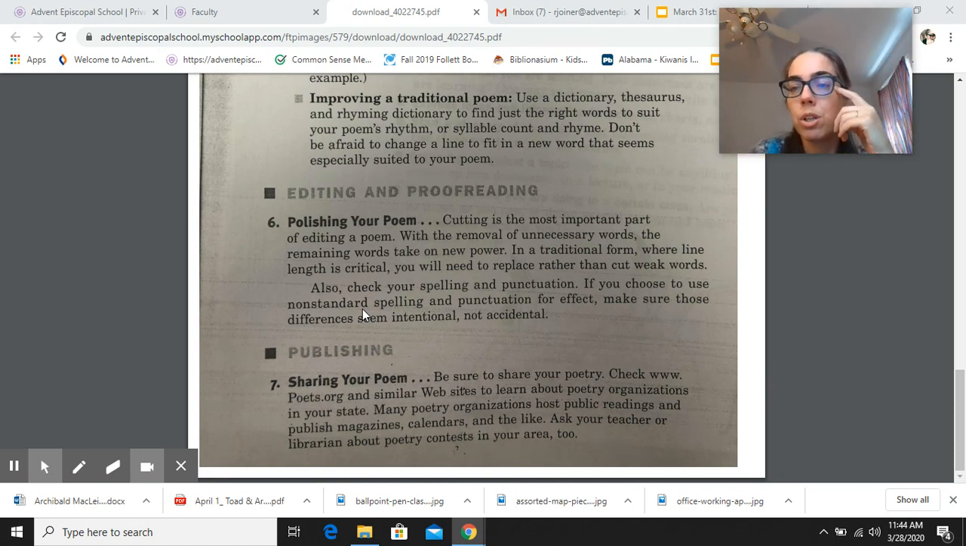it's fun to read it aloud. Get a parent, get a brother, a sister, hopefully someone older than you. Get a grandmother, anyone that's around you. Get a friend if you feel comfortable showing it to your friends. Get them to look at it and say, what do you think about this? Be nice, give me constructive criticism.